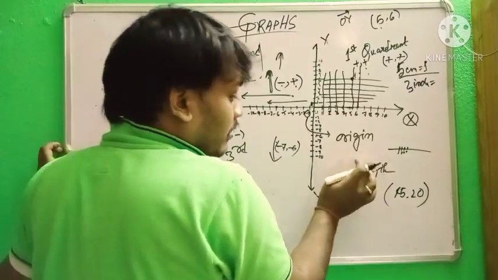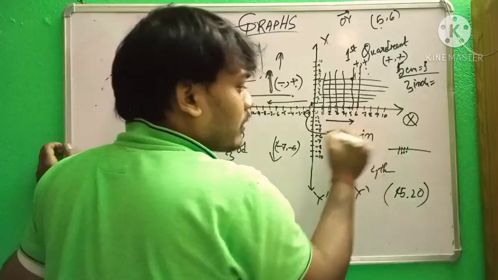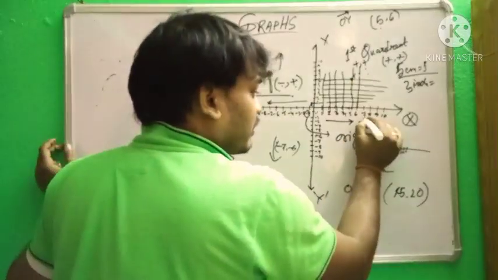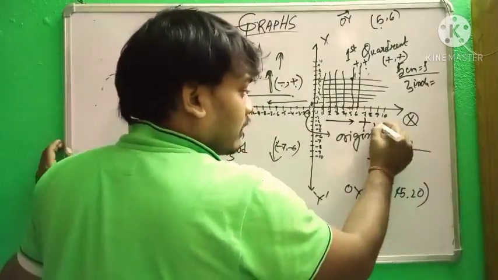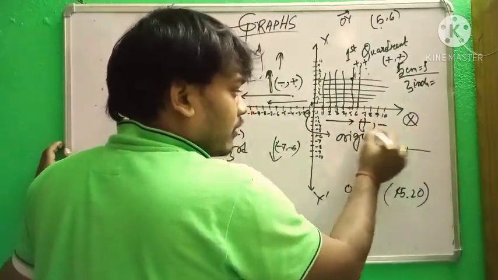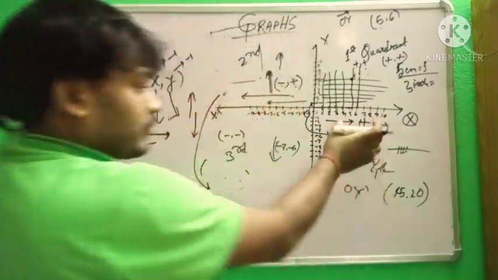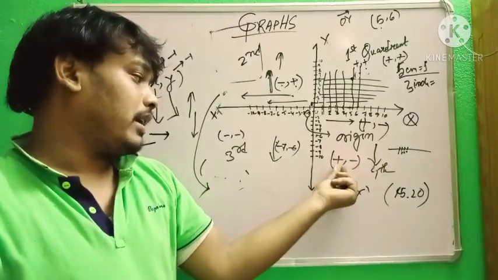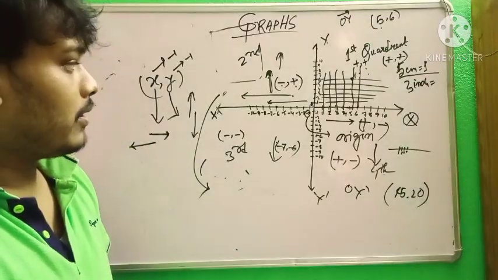Similarly, for the points of the fourth quadrant, first we go towards the right, that means the value must be given in positive, then downwards, that means negative. So the points of the fourth quadrant are given like positive then negative. Okay.